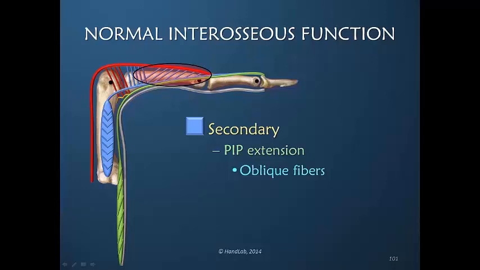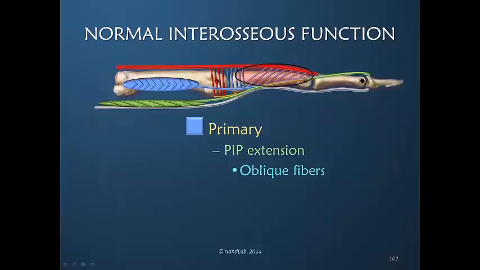So, PIP and DIP joint, because they both move together, the extension of those joints is being created by a secondary power contribution from the interosseous muscles in concert with both EDC tension and lumbrical power. The oblique fibers, in my opinion, in this position are secondary in receiving power from the interosseous muscles.